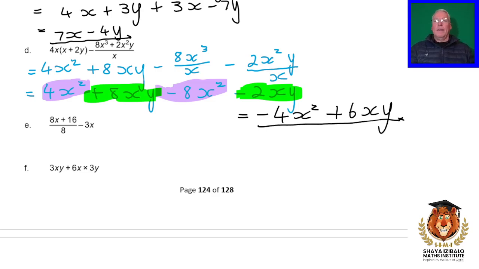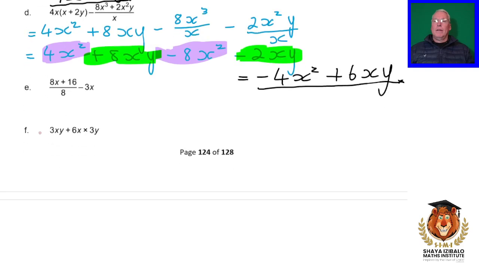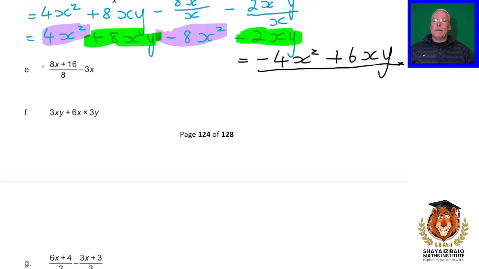Okay, the next one, E. 8x plus 16 divided by 8. Both bits must be divided by 8. So 8x divided by 8 is just x, and 16 divided by 8 is just 2, minus 3x. We've still got some like terms we've got to deal with. We get 2 minus 2x.